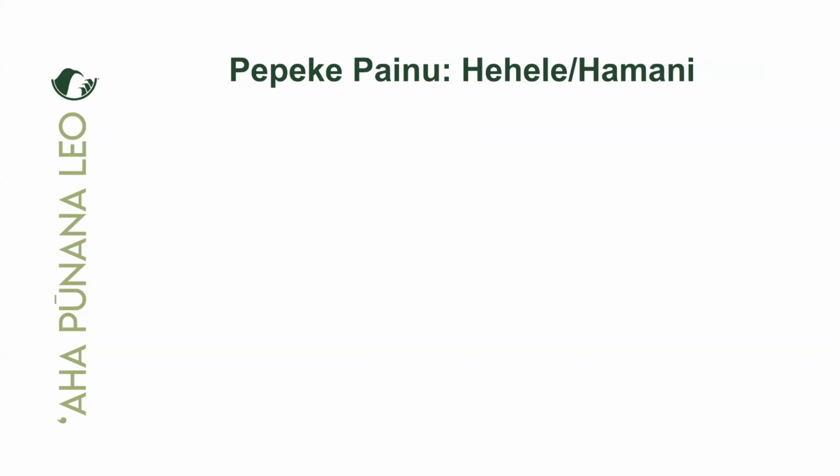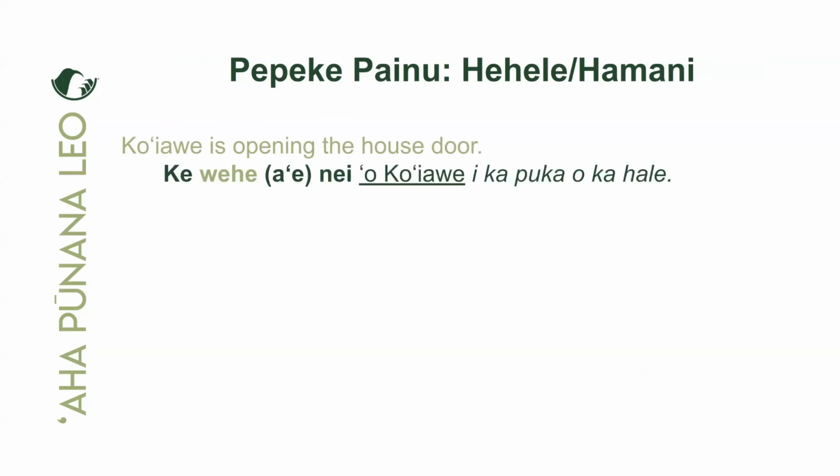All right, let's hoʻomau with more pepeke painu. Our next example is: Koʻiaʻi is opening the house door. All right, so ke wehe aʻe nei. Yeah, aʻe is the hunekuhi to give direction. Wehe is the action word to open. Ke wehe aʻe nei, something is being opened right now.